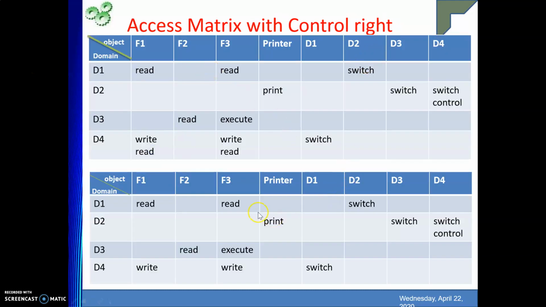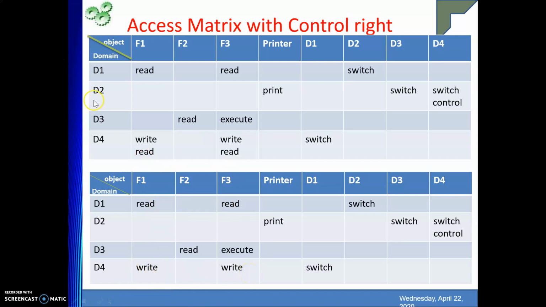See here, one example we have taken. See, here control right is there. So for domain D2 and domain D4, this is row, this is column, entry is what? Control. What does it mean? A process executing in domain D2 can control the domain D4. And what can it control? It can remove some rights from domain D4. So D4 previously had write and read here. But now these read permissions are removed.